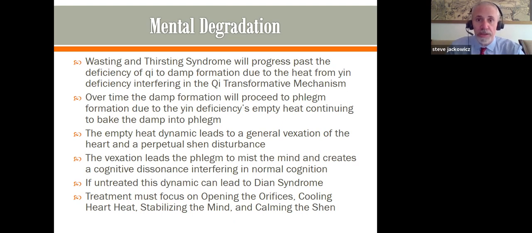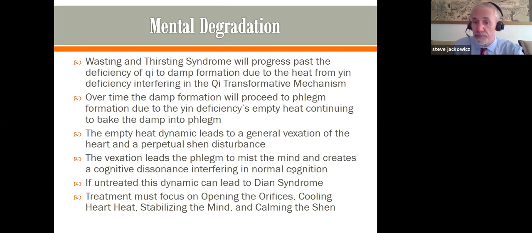Okay, all right. So now, mental degradation. Ooh, it got worse. Wasting and thirsting syndrome can progress past the deficiency of qi to then lead to damp formation because the heat from the deficiency interferes with the qi transformative mechanism. Over time, the damp will proceed to phlegm. And then, because the yin deficiency, empty heat continues to bake it. Then the empty heat dynamic leads to a general vexation of the heart. You get irritated and a perpetual, ongoing Shen disturbance.